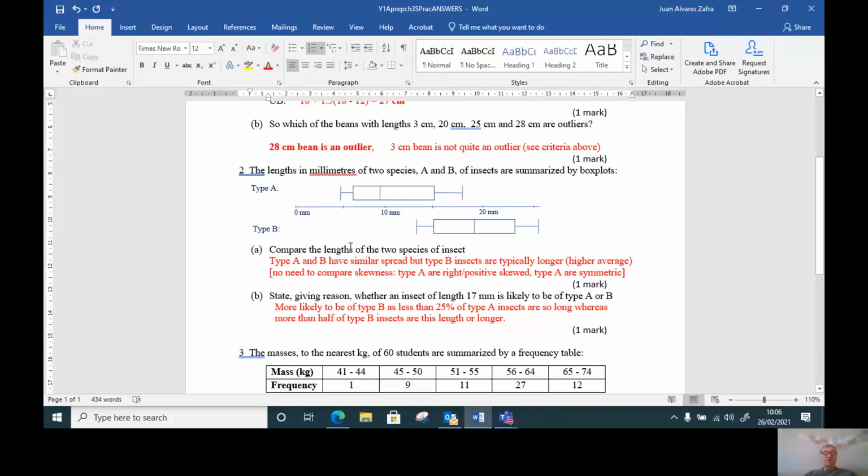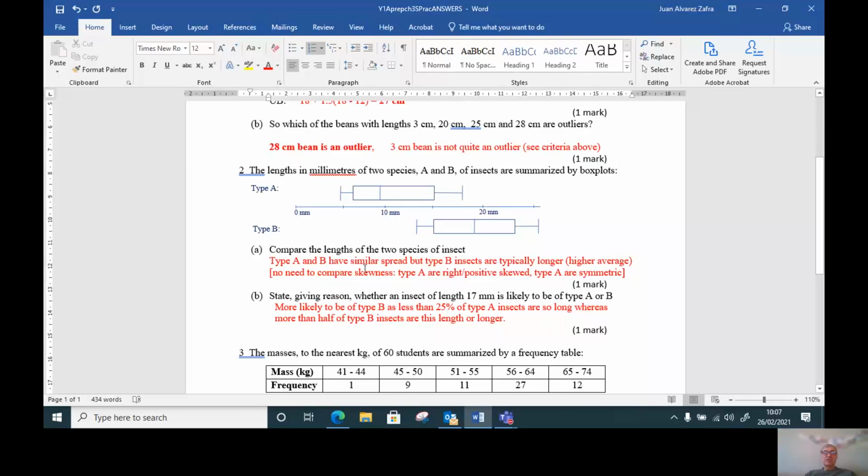So comparing the two lengths of the species, we can see that type A and type B have similar spread, looking at Q3 minus Q1, or the range. Their skewness is different. You can see that type A is right skewed, with the tail being a bit more to the right, looking at the gap between Q3 and Q2 and Q2 and Q1, but you don't need to mention that.